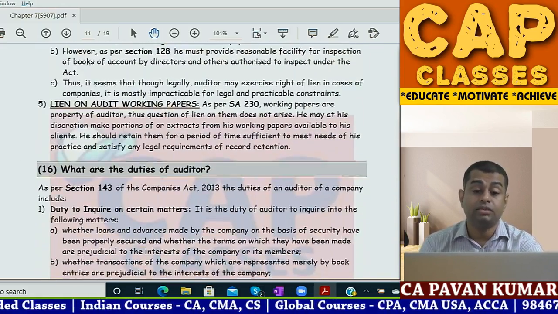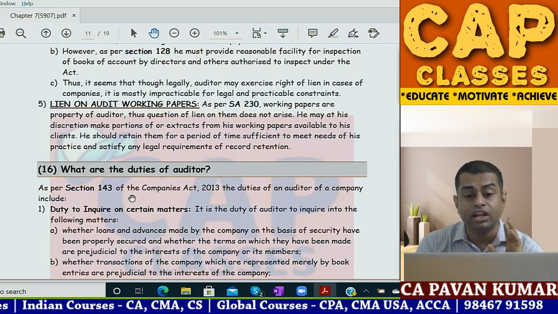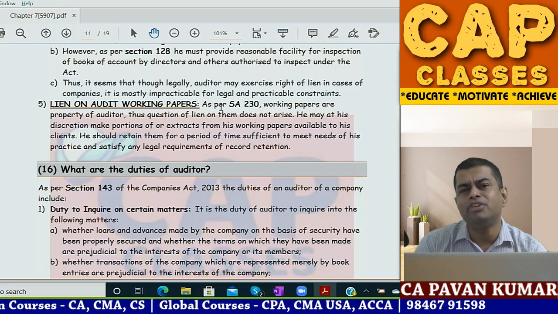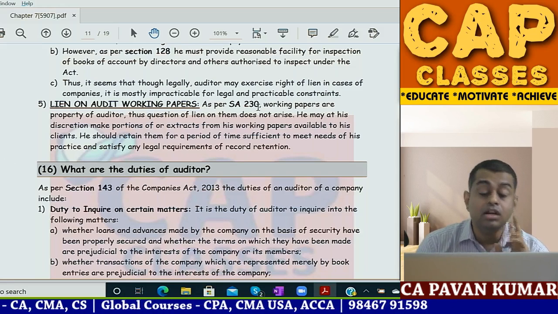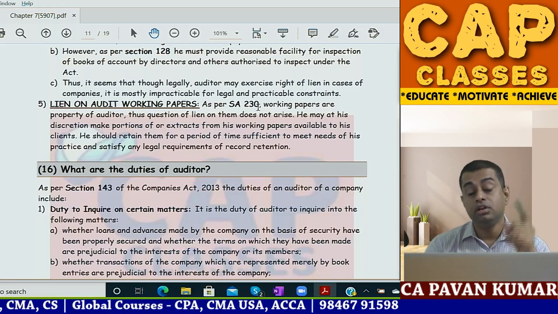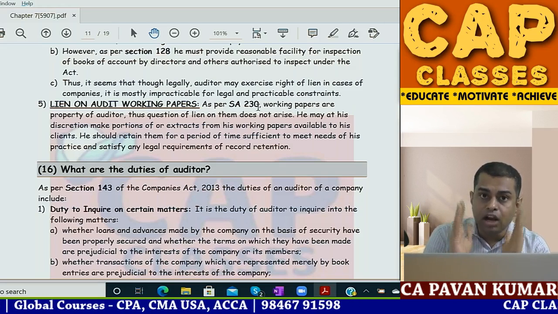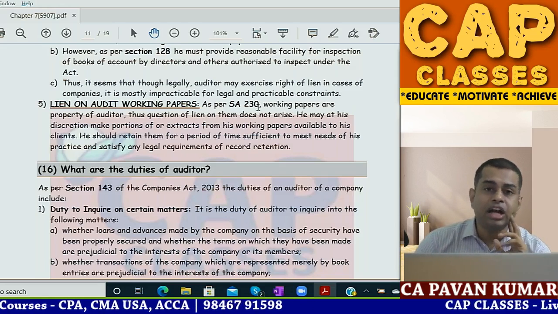Then the next big area. Already I have given you a very big clarity on this lien on audit working papers also. Working papers are already property of the auditor. There is no concept of lien on working papers. Duties is a big question. Removal of auditor is a big question. So till now we have completed all these questions. If you have any doubts, ask me. Then in the next part we'll see the balance.